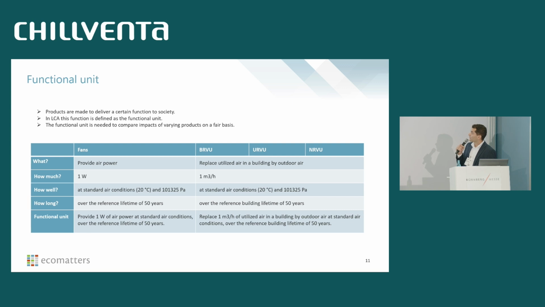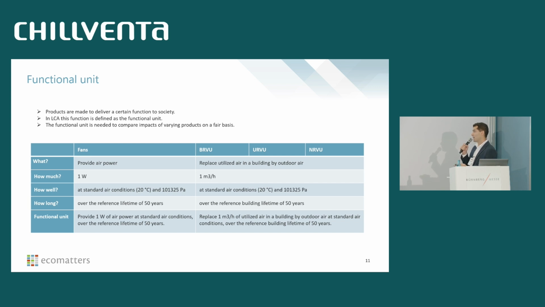So this is a key concept in life cycle assessment, the functional unit. Because it's important to realize that products are made to deliver a certain function to the society. We don't just create them for fun, at least not these kind of products. So in LCA, this function is defined as the functional unit, and this functional unit is needed to compare the environmental impact of varying products on a fair basis.